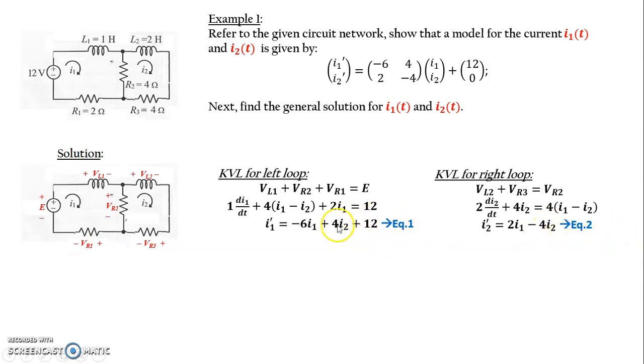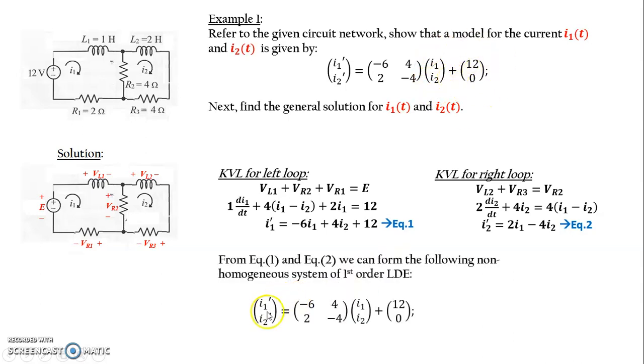Based on equation 1 and equation 2, we can write down the equation in terms of matrix: I' equal to matrix A multiply with matrix I plus matrix G. So how to form the non-homogeneous system?